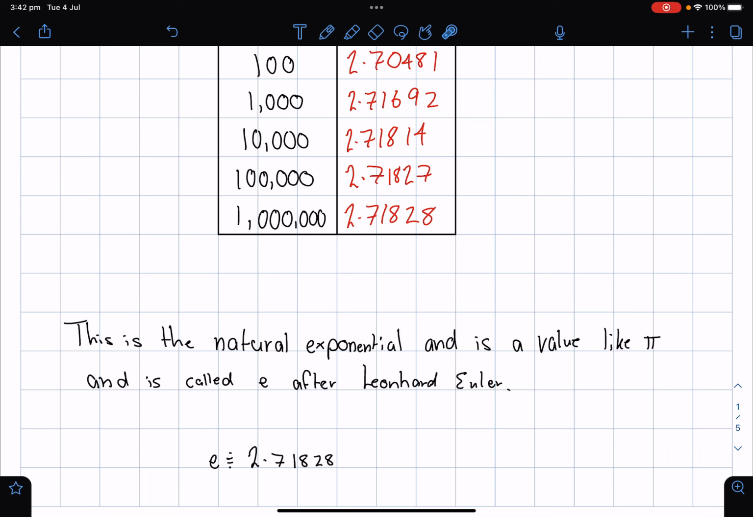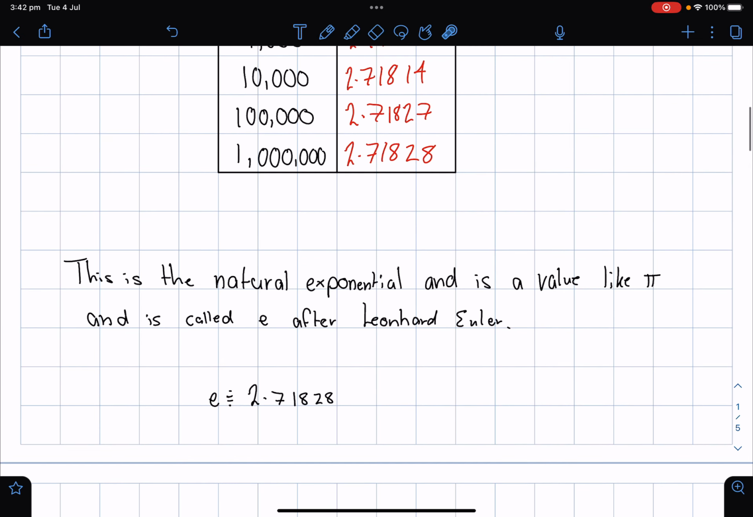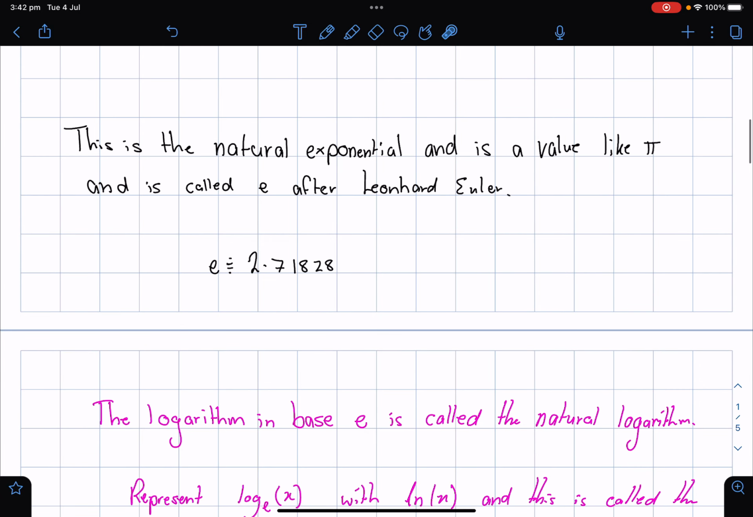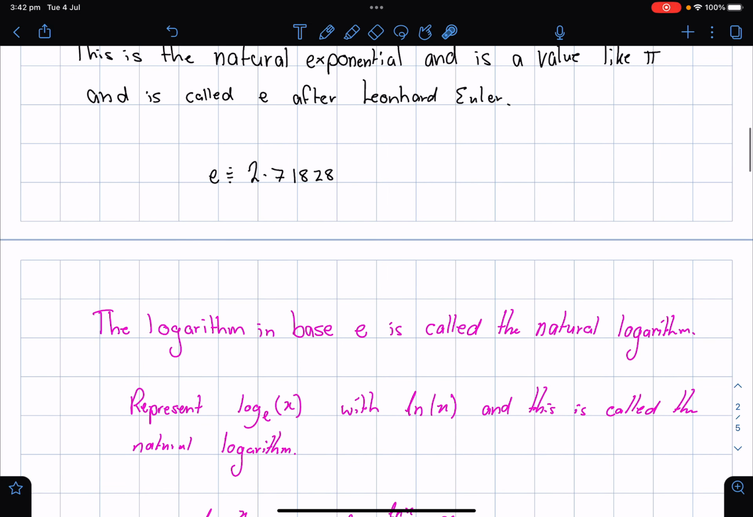Now, you're probably thinking, why am I telling you this? We've been doing logs in base 10, we've been doing logs in base a, but now we're going to start looking at what happens when we have logs of base E. And this is where the idea of the natural logarithm comes from, because it's the log with the base of the natural exponent. So the logarithm in base E is called the natural logarithm. So we would represent this typically as log base E of x, but we're going to shorthand it so we know straight away it's the natural log, and we're going to call it ln of x.